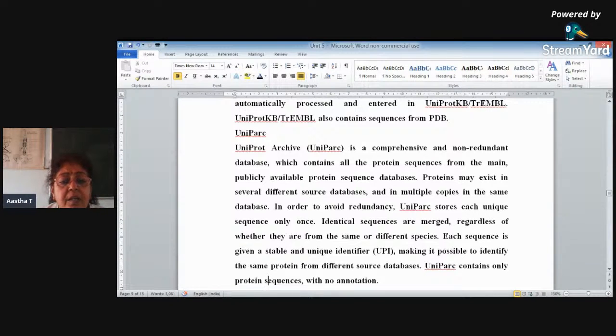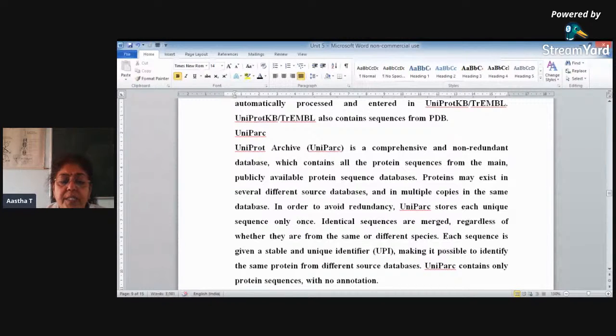So if there are two data of the same type available, that will be introduced only once. Identical sequences are merged regardless of whether they are from the same or different species. So if the sequence is identical, it will be noted that these two sequences from different species are identical. Whether it is a microbial species or a bacterial species or yeast, this sequence is similar in both cases. So it will be introduced only once in UniParc.